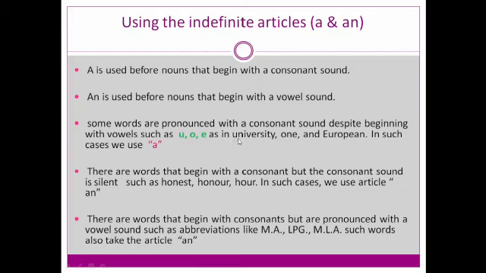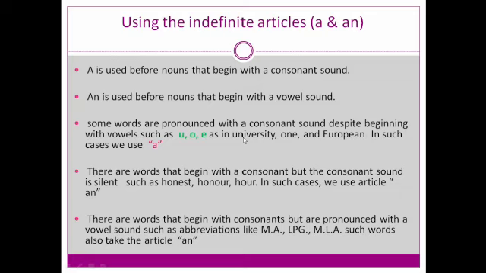So you may think that we have to use an, as it started with the u, but that is wrong. Just look at the sound: university, u, why u? The same sound will arise here also, university, u. So the sound of the word university is not like a vowel, but it is like a consonant. So we are using a here.